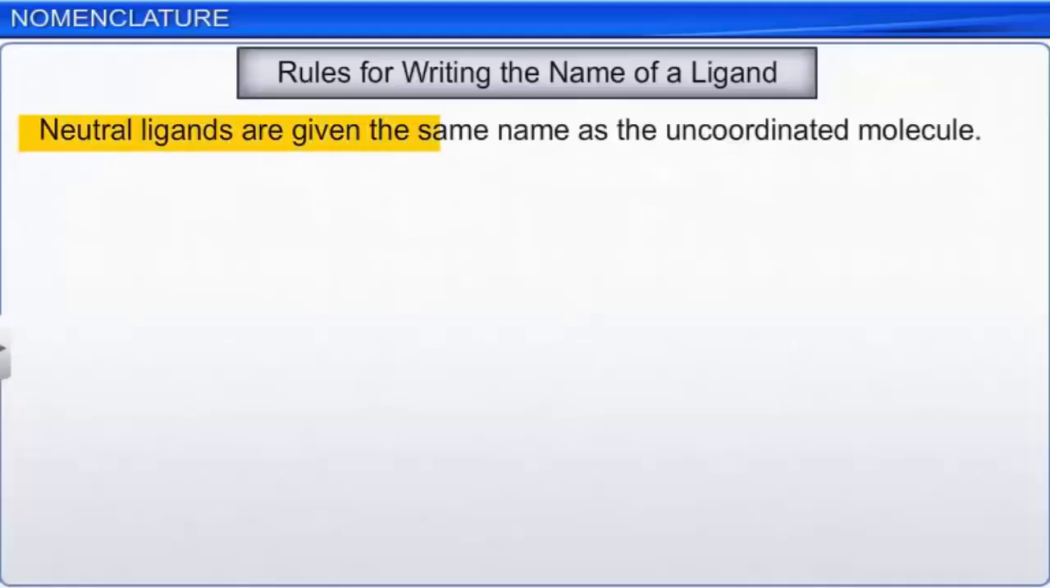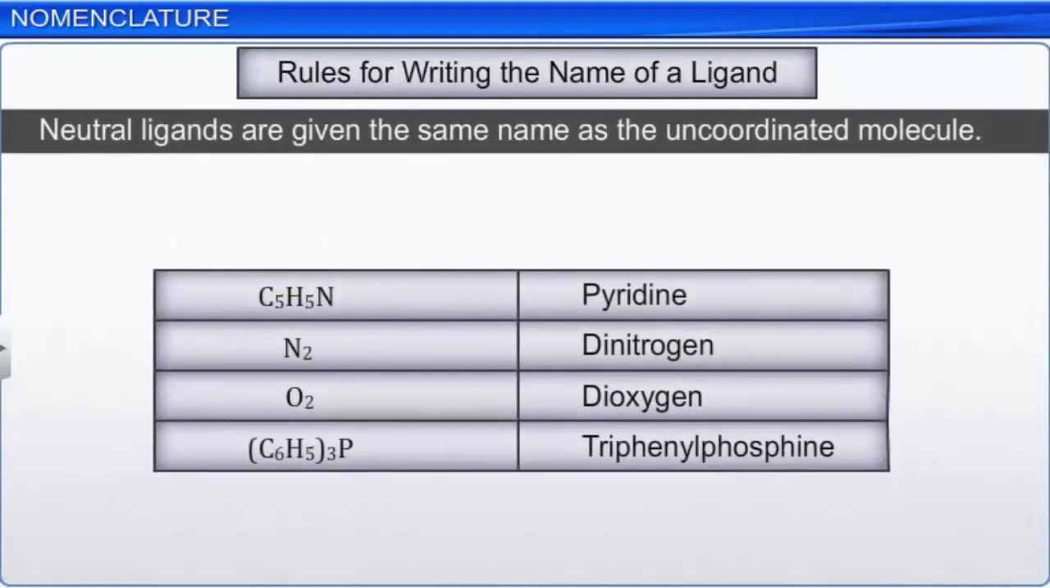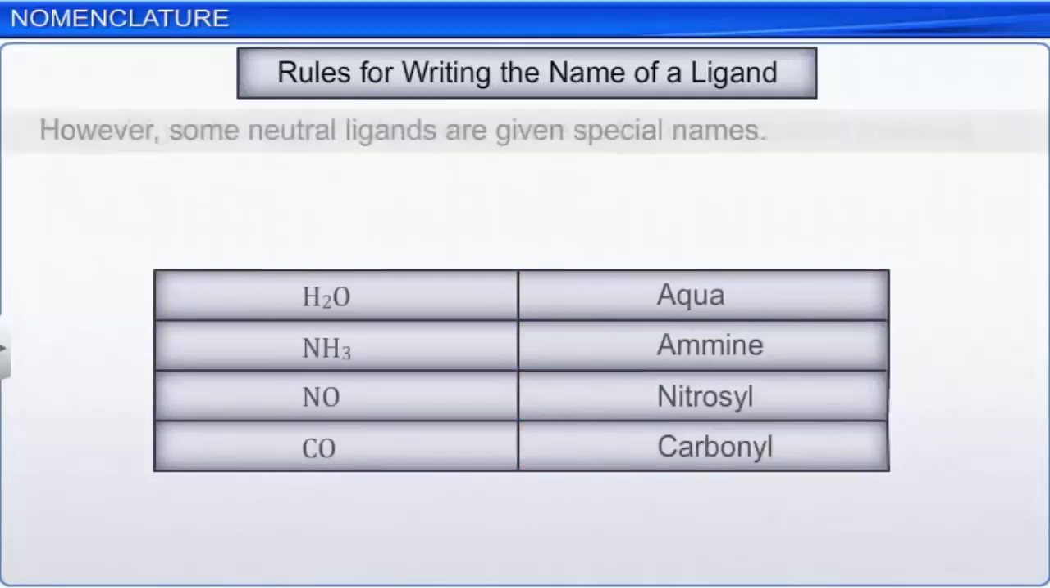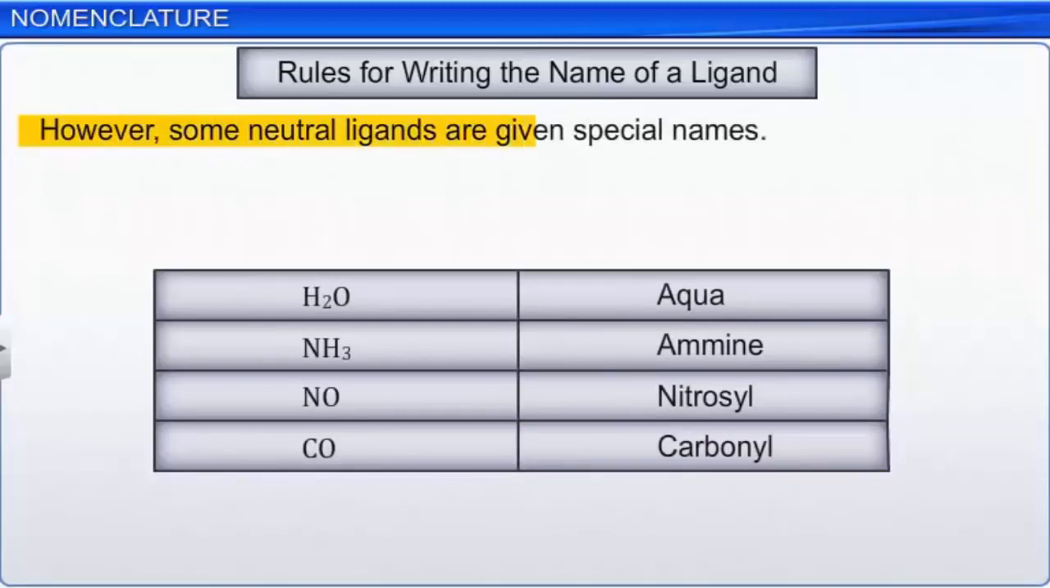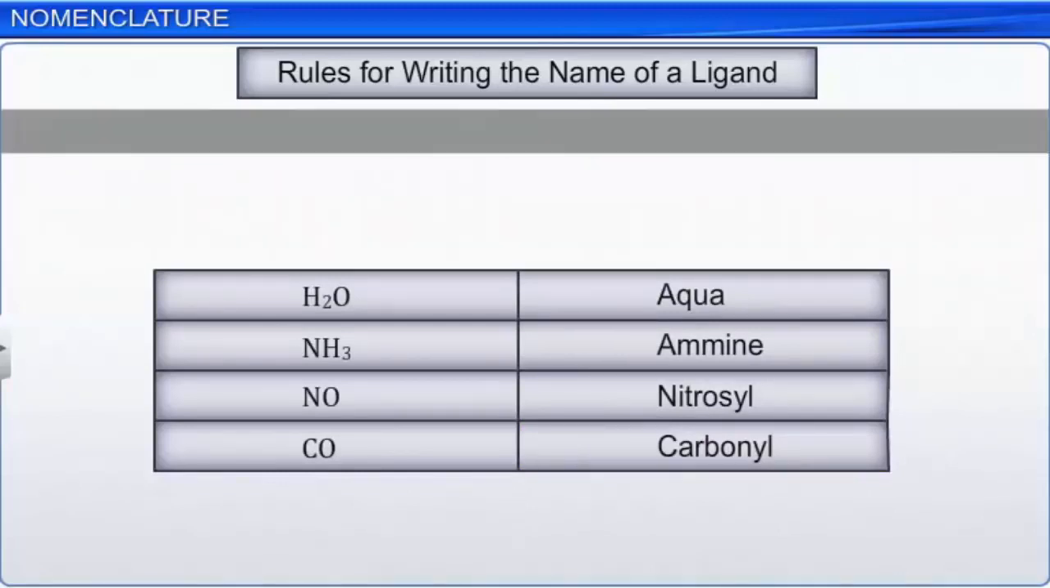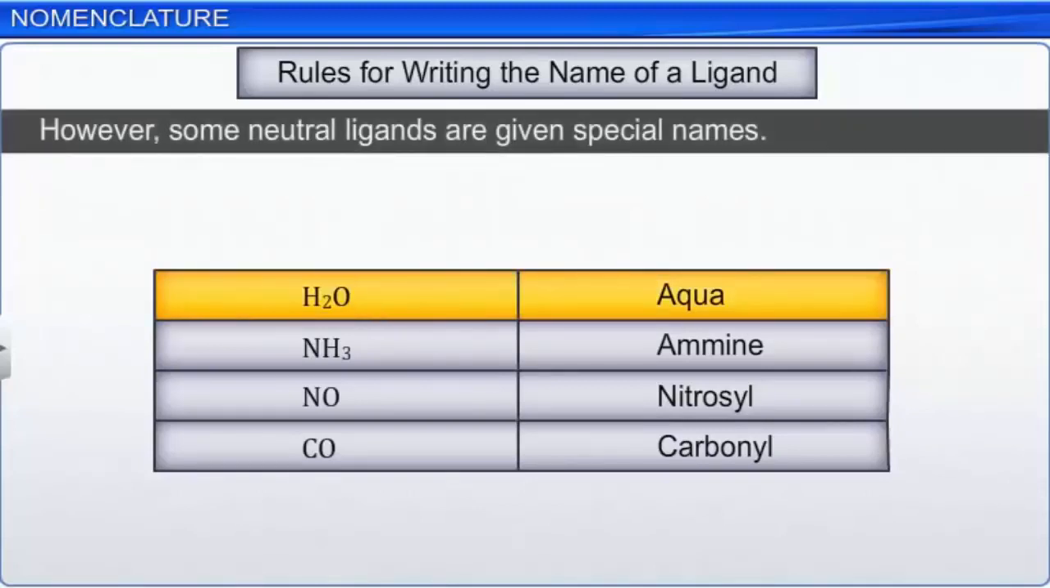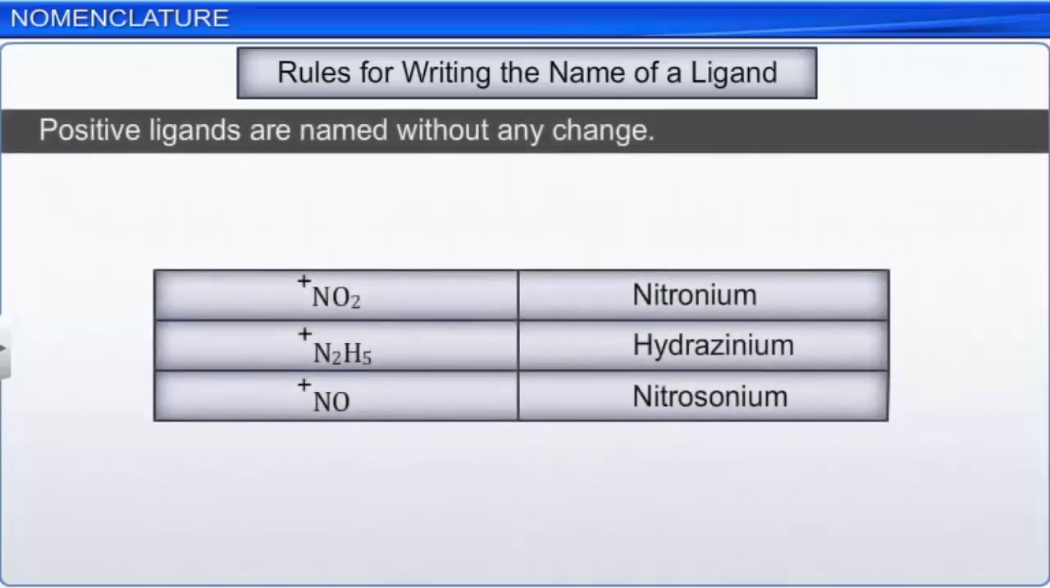Neutral ligands are given the same name as the uncoordinated molecule. For example, pyridine, dinitrogen, dioxygen, and triphenylphosphine. However, some neutral ligands are given special names. They are aqua for water, amine for ammonia, nitrosyl for nitric oxide, and carbonyl for carbon monoxide. Positive ligands, such as nitronium, hydrazinium, and nitrosonium, are named as such without any change.